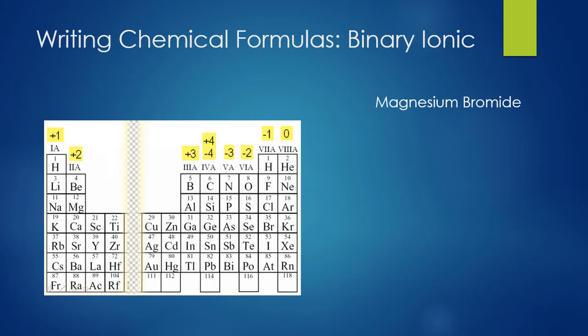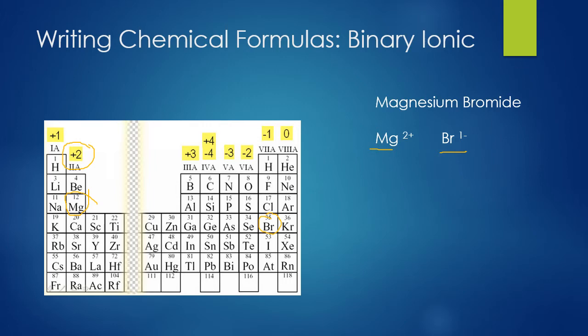So how you would start this, if I'm given the compound magnesium bromide, is I would find both magnesium and bromine on the periodic table and write down their corresponding charges. Magnesium is an alkaline earth metal. Notice it's going to form a +2 when it's in an ionic compound. So I write magnesium with a 2+. So what ion does bromine form? Well, it's a halogen, so it's going to form a -1 ion by gaining 1 electron.